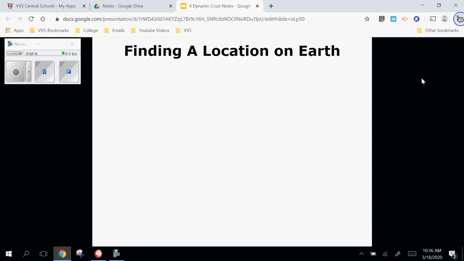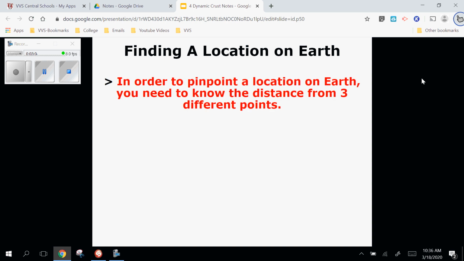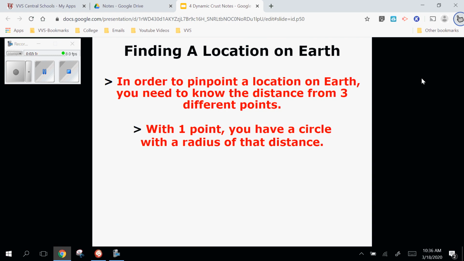So, for example, let's say, how do they find your cell phone? How do they pinpoint your cell phone? GPS, how does that work? All right, it's called triangulation. What happens is you have to have three different points of reference. If you have just one point of reference, you know how far away you are from that one point, you get a circle with a radius of that distance around it.